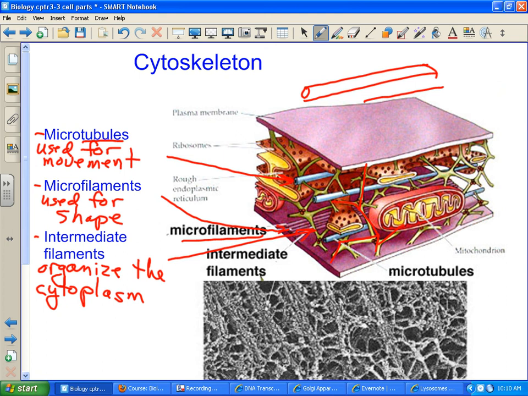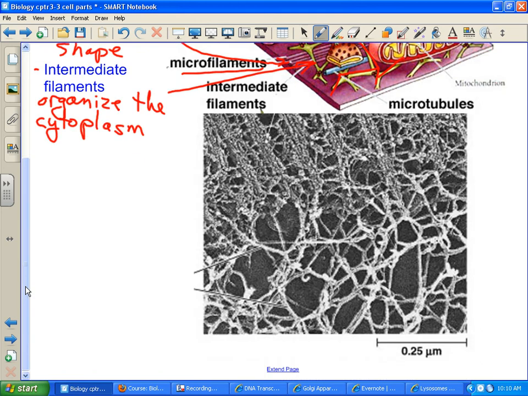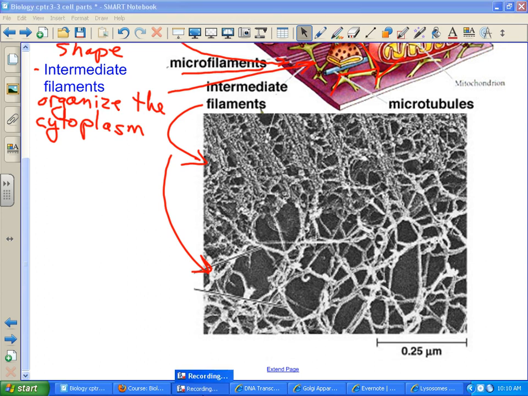Now the real picture looks like that. How am I going to draw that? If you had to take a guess, these are different sizes. This is like microfilaments. These are more like intermediate filaments, and that gives you some idea of size difference. All right, questions on any of that?